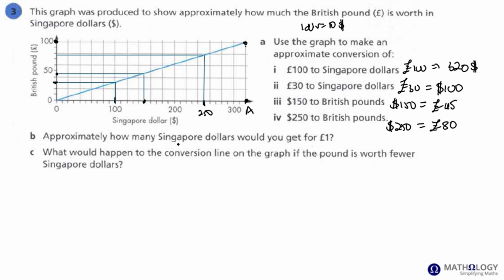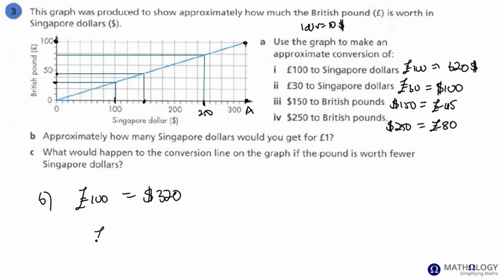Approximately how many Singapore dollars would you get for £1? You can take any of these over here to convert, or you could just read it off the graph, but it's very difficult because each of these units between 0 and 100 is 10. And to get one, you're not going to be able to read it off the graph. So we're going to have to just use one of our approximate conversions over here. Let's use the first one, which is 100 pounds is $320.